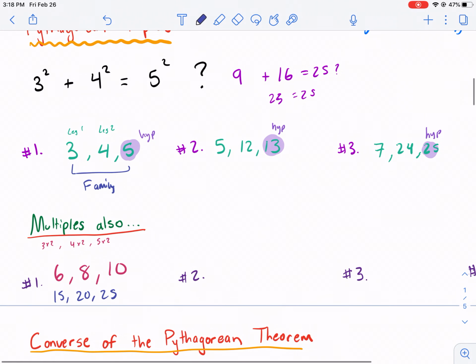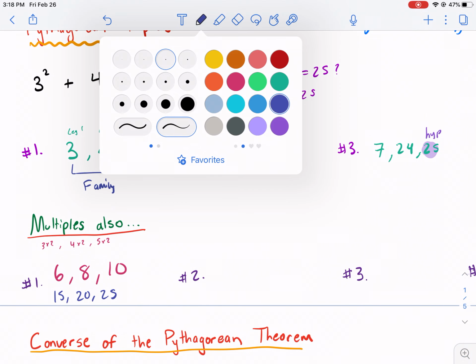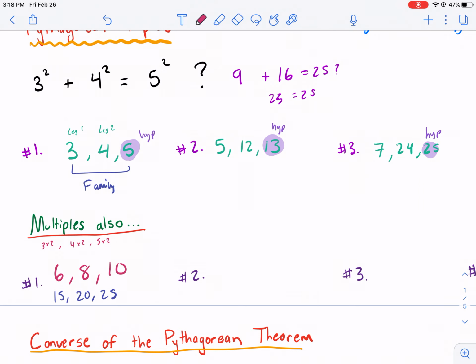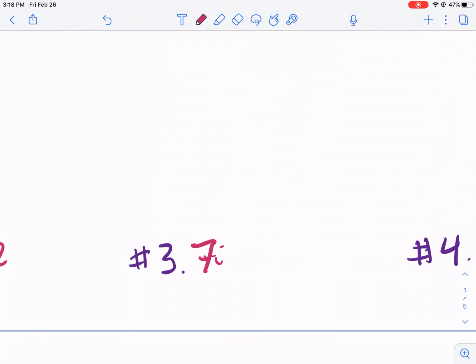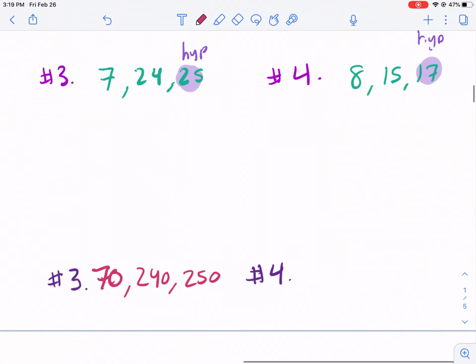Okay, so let's go on to number 2. We could have another Pythagorean triple, let's multiply by 4. So we could have 20, 48, and then what is that, 52? Okay, we could have 70, 240, and 250. That could be one. Or we can multiply by 3. So we could have 24, 45, and what is that? That's 51. 17 times 3. Yep, okay.